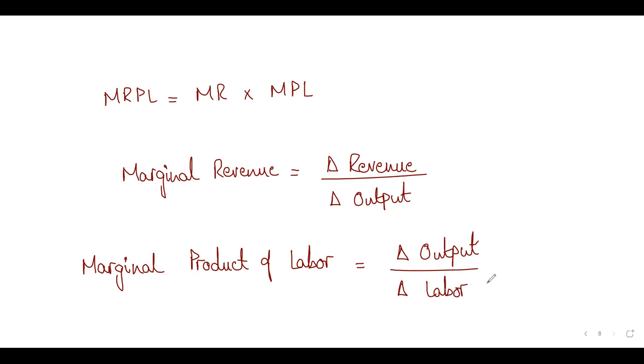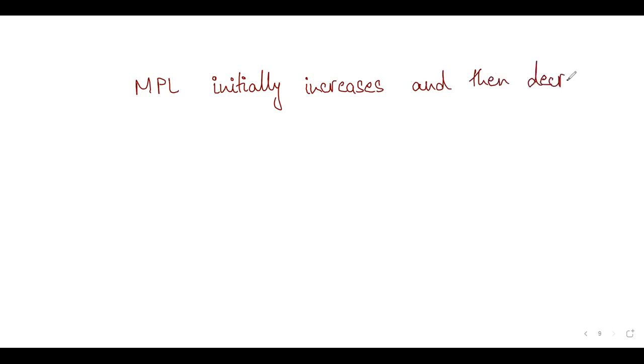Now, one thing you need to understand, which you would know already, is that marginal product of labor eventually diminishes, which means that each additional unit of labor would produce less. In fact, let's put it down like this: marginal product of labor initially increases and then decreases as more units of labor are hired.